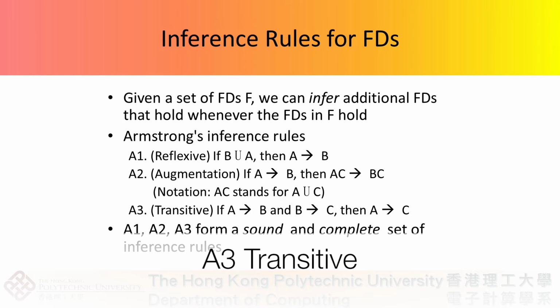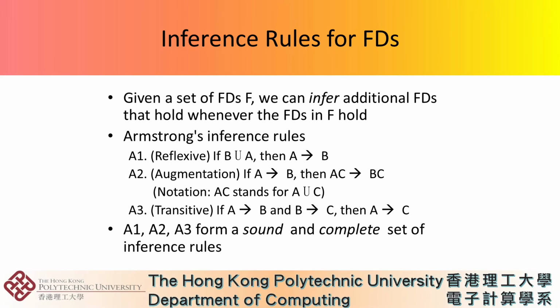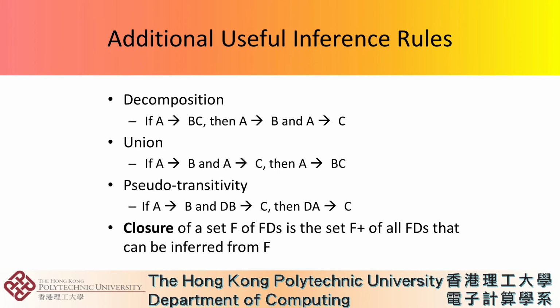A3, Transitive: if A functionally determines B and B functionally determines C, then A functionally determines C. A functionally determines C is a transitive dependency. A1, A2, A3 form a sound and complete set of inference rules. There are some additional useful inference rules.